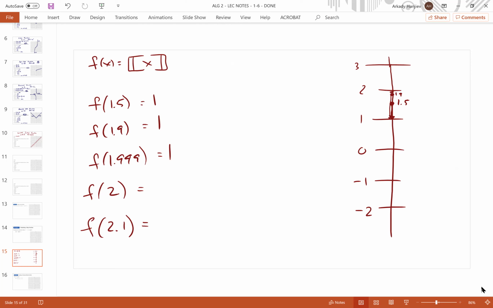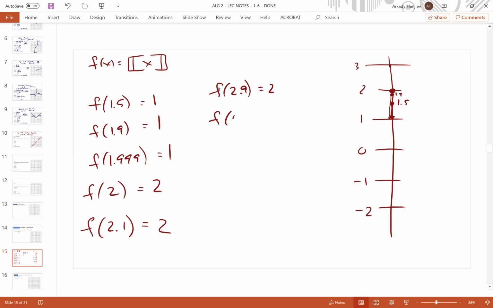F of 2. Now it's sitting right on the 2 value. It's sitting right on the integer of 2. So in this case, it's just going to be 2. 2.1. Still 2. Okay. Now let's get a little bit more creative here. PowerPoint is almost not handling this. 2.9. Let's do one more here. Boom. 2. Landon says 2. I agree here. So now let's go this way.